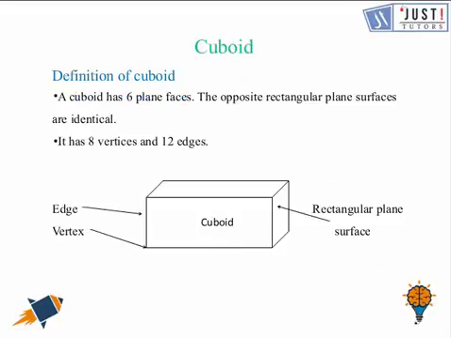Now let's have a look at a cuboid. A cuboid again has 6 plane faces. However, the difference is that here the opposite rectangular plane surfaces are identical. If I'm looking at the front face, then the back will be exactly the same. If I'm looking at the top face, then the bottom face will be exactly the same. If I'm looking at the face on the left side, then the face on the right will be exactly the same. So here the opposite faces are identical.